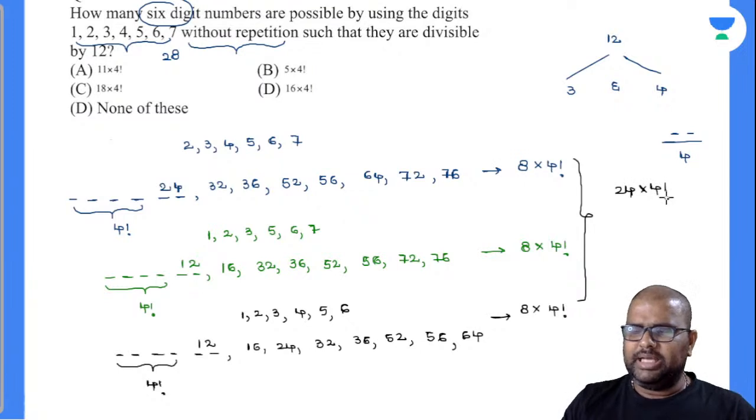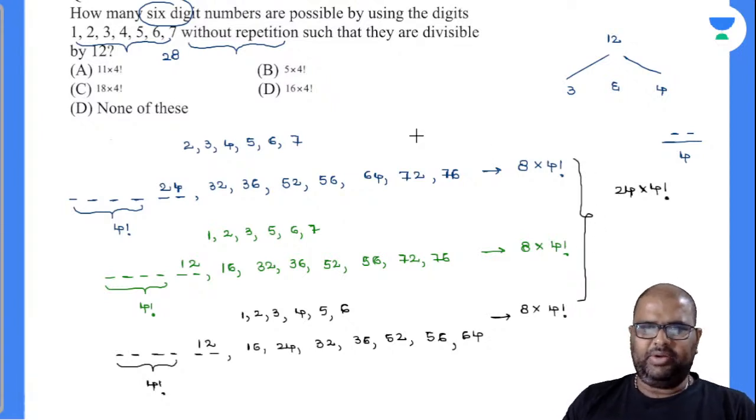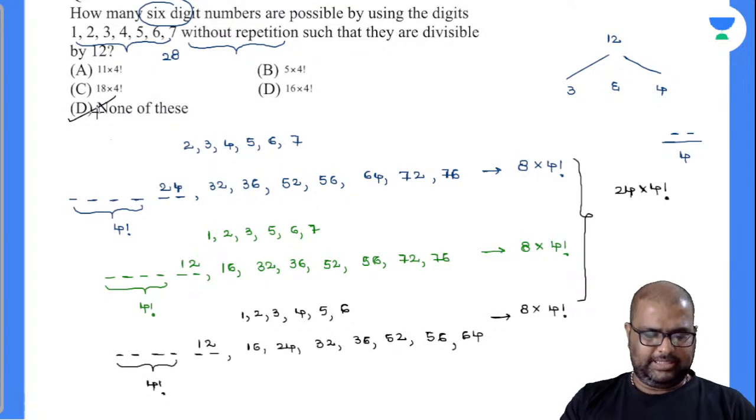Now check once. Is it correct? Yes, it is perfectly correct, right? 4 into 4 factorial. Is there any option? No, none of these is your option.